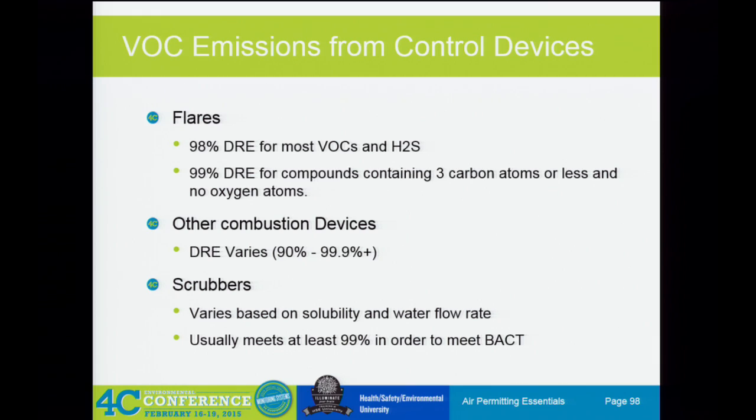Correct. Destruction removal efficiency. I'm thinking the John Hank handbook. Combustion efficiency and destruction efficiency. Yes. That's right.